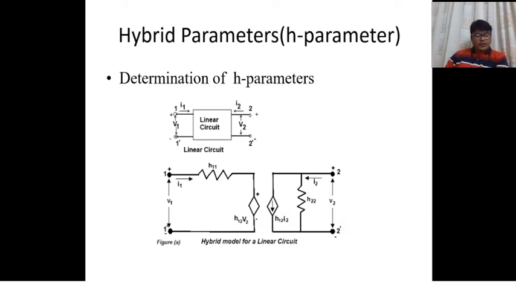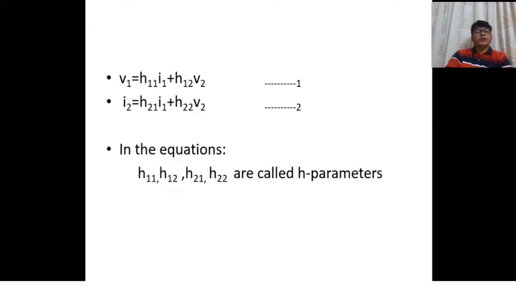It can be proved by advanced circuit theory that voltage and current in figure 1 can be related by the following equations. So I have given two equations here. V1 is equal to H11 I1 plus H12 V2, and I2 is equal to H21 I1 plus H22 V2. In the equations, H11, H12, H21 and H22 are called H parameters. The following points may be noted about H parameters.